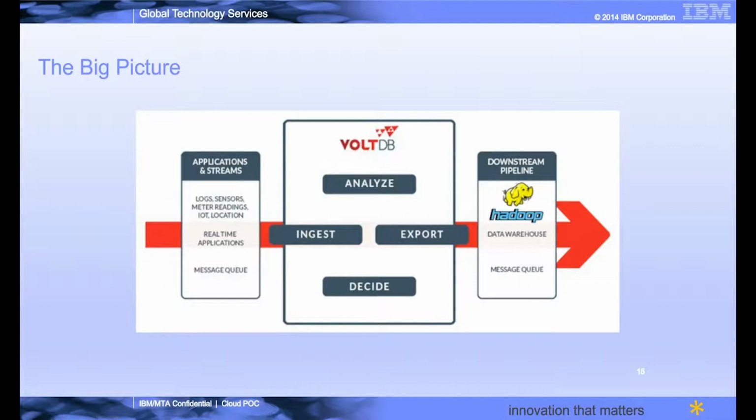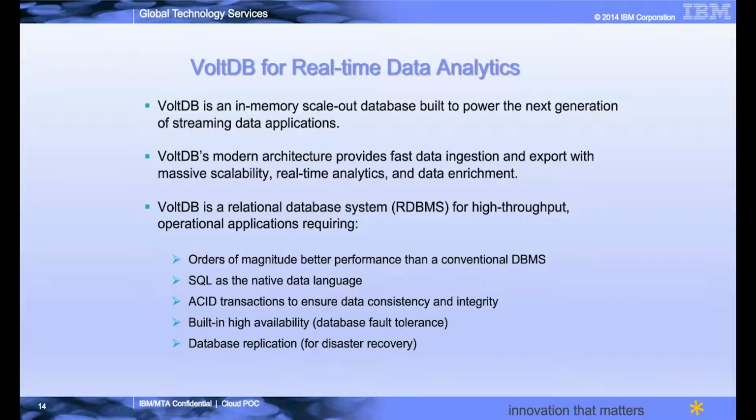So I don't want to talk much about VoltDB because that was explained in detail by John. As far as our knowledge is concerned, it is an in-memory, scale-out database. It is built to power the next generation of streaming data applications. And I heard and read that it is equally applicable for IoT data analytics also. So the modern architecture of VoltDB provides fast data ingestion. That is a very important aspect for doing real-time analytics, and it provides massive scalability, real-time analytics, and a variety of embedded tools and engines in order to enrich the data that is getting passed through this platform.